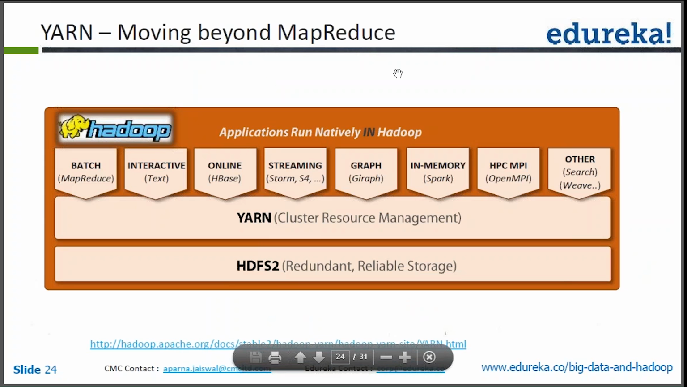And as I mentioned, Yarn. Yarn was introduced in Hadoop generation 2. Within Hadoop, we have two generations, generation 1 and generation 2. In generation 2, we have got this component called Yarn.